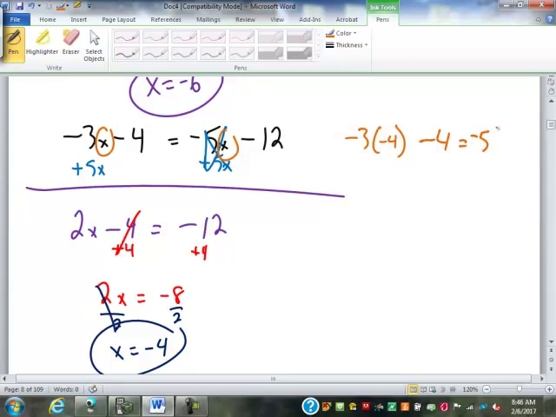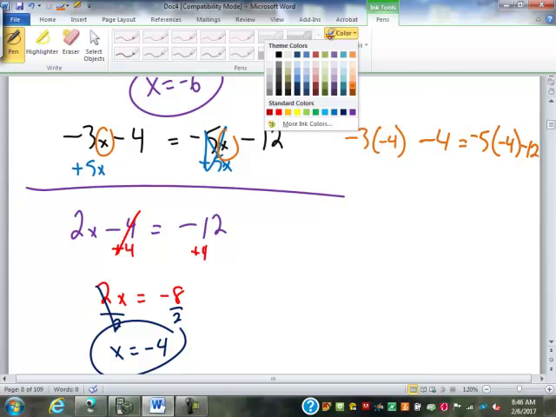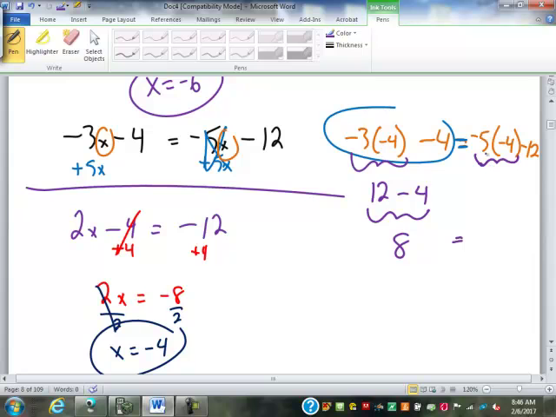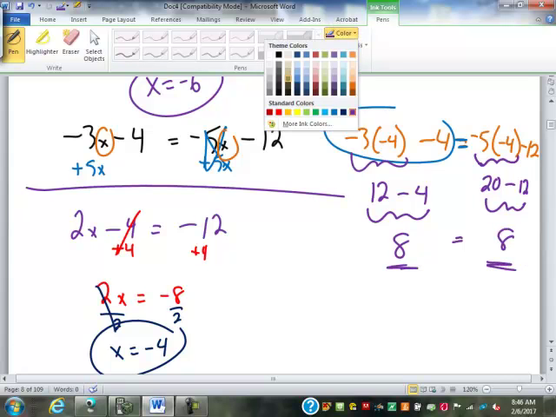So this is negative 5 times x, negative 5 times negative 4, minus 12. So now I can deal with the left side first. I can do all this first, then I'll come back to the right. What do I have to do first there? Multiply negative 3 times negative 4, positive 12. Minus 4 is 8. Over here, what do I have to do first? Negative 5 times negative 4 is 20, minus 12 is 8. So I do get the same number on both sides.